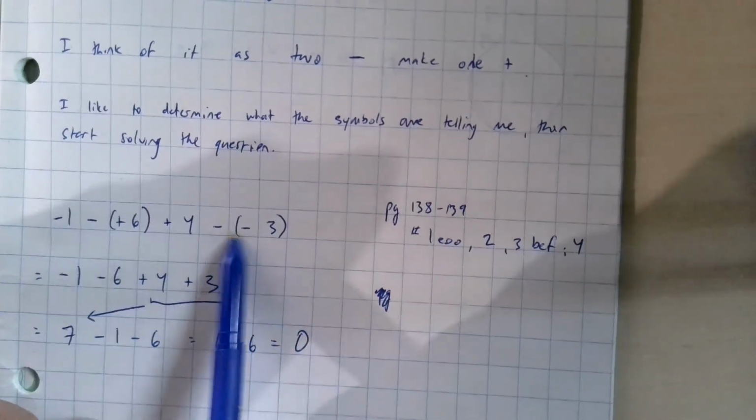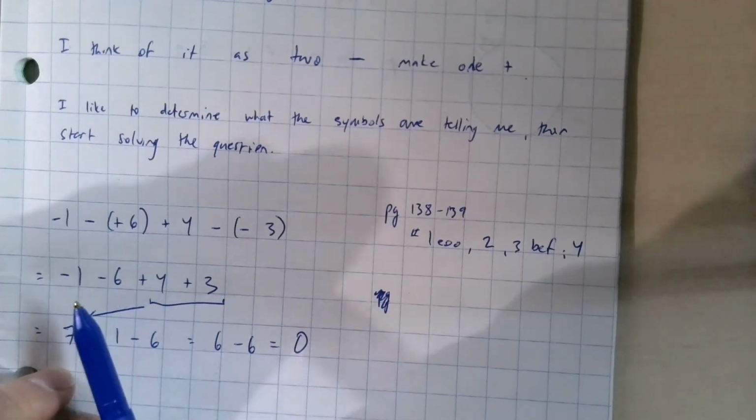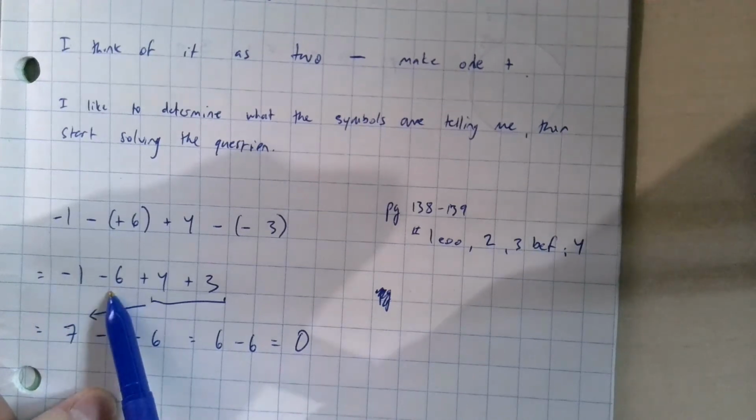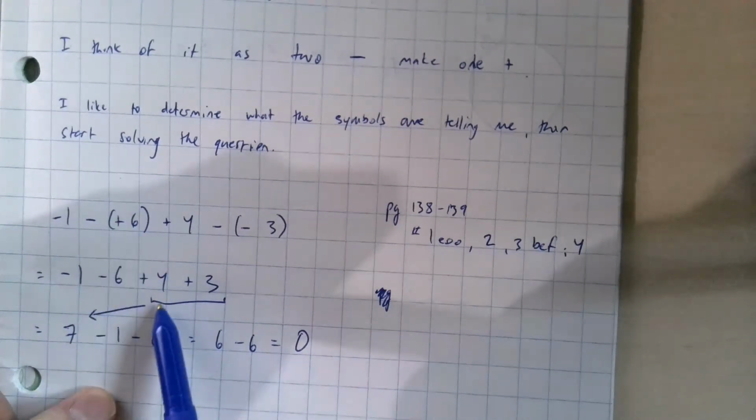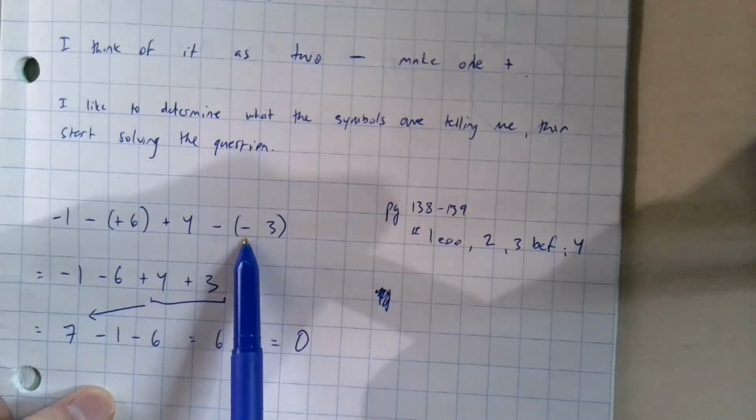So then I rewrite this same formula. I would do it in my head, but it's good to get into the habit of rewriting on paper and then answering the question. We have negative 1 subtract 6, so I just got rid of this plus sign. Plus 4, that's the same. And then plus 3, because it's subtracting a negative 3, which is just adding.